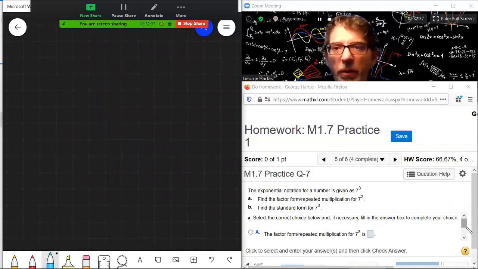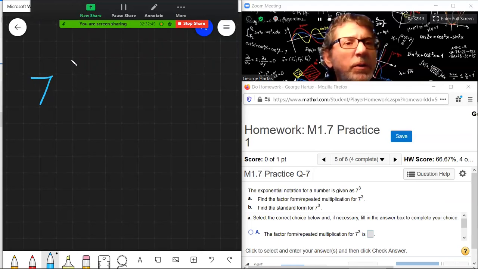Okay, so let's see what they want us to do here. A lot of words, right? So just read carefully here. It says the exponential notation for numbers given as 7 to the 3rd power. So it looks like a 2-part problem. Let's do part A first, and we'll worry about B second.